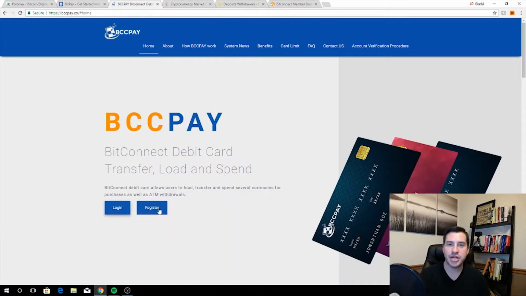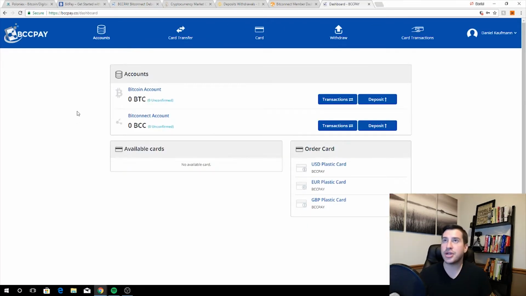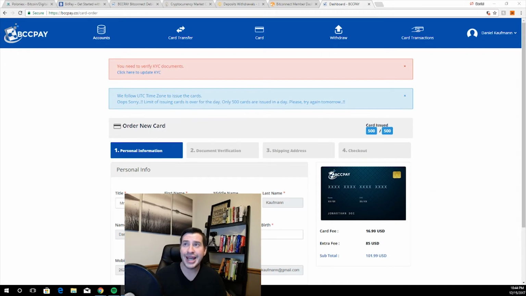And now I'm going to register for it. All right, I just registered for an account. Here's where we deposit either Bitcoin or BitConnect coin, and here's where we order the card, but it looks like we're going to have to do it tomorrow because they only issue 500 a day. We are too late today. Looks like there's a card fee of $17 plus an extra $85, $102 total.